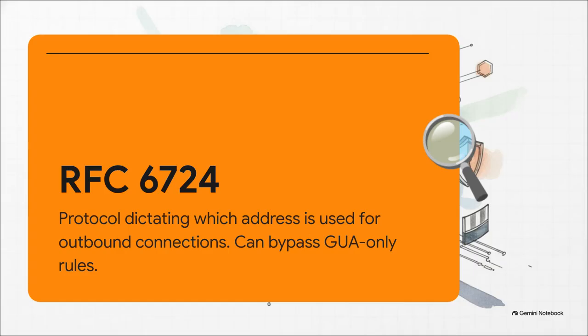So, what does this actually mean in practice? Let's talk about RFC 6724. This is the standard that dictates exactly which of those many addresses a host will use for outbound connections.